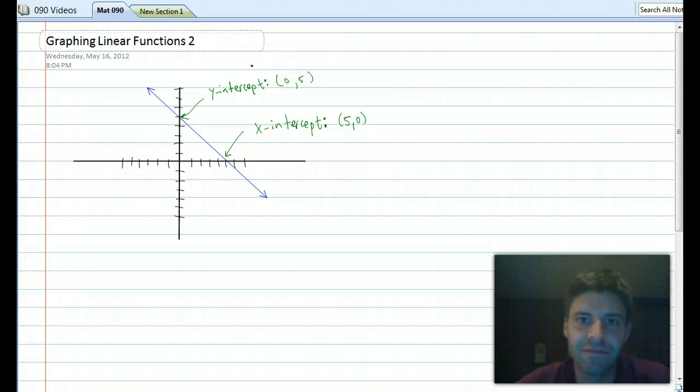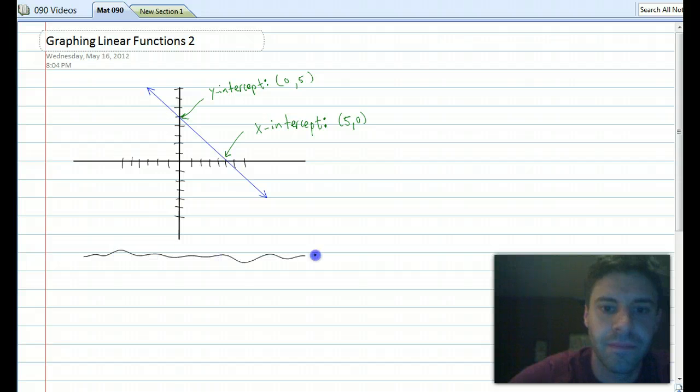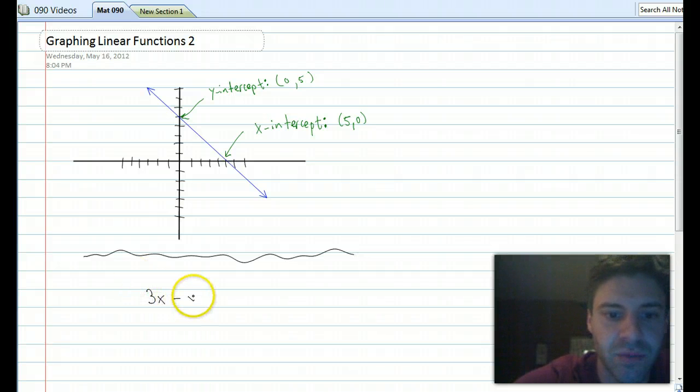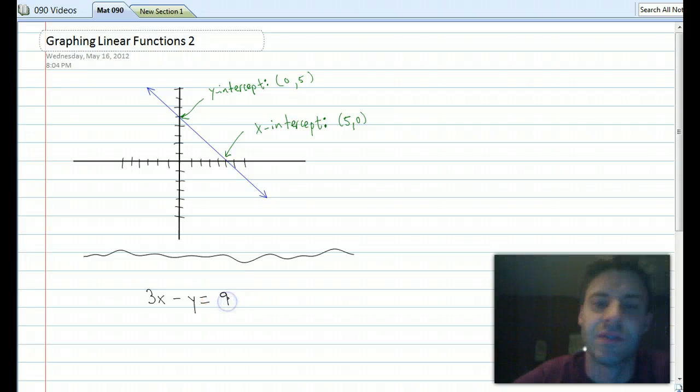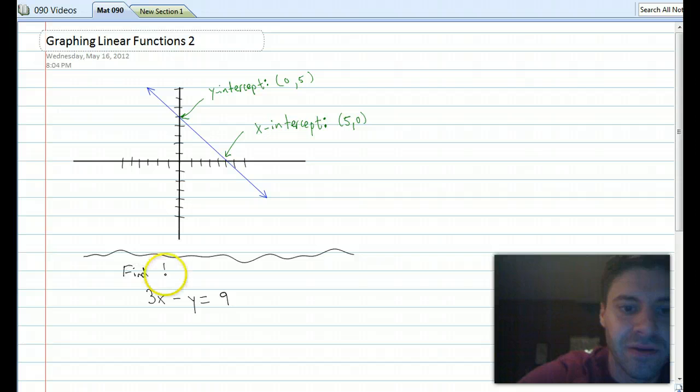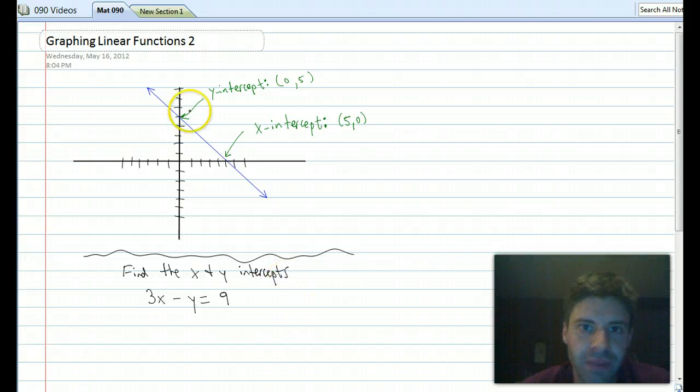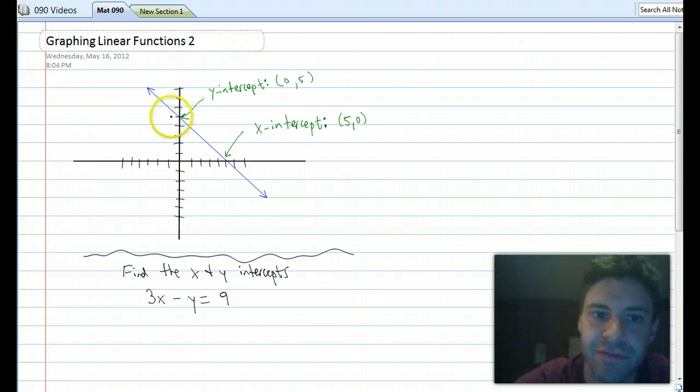So let's say we have the equation of a line, and what we'd like to do is find the x and y intercepts of this line. Let's say the line is 3x minus y equals 9. And what we want to do is find the x and y intercepts. The question is, how do we do that? We can see the key for understanding x and y intercepts by looking at this graph up here.